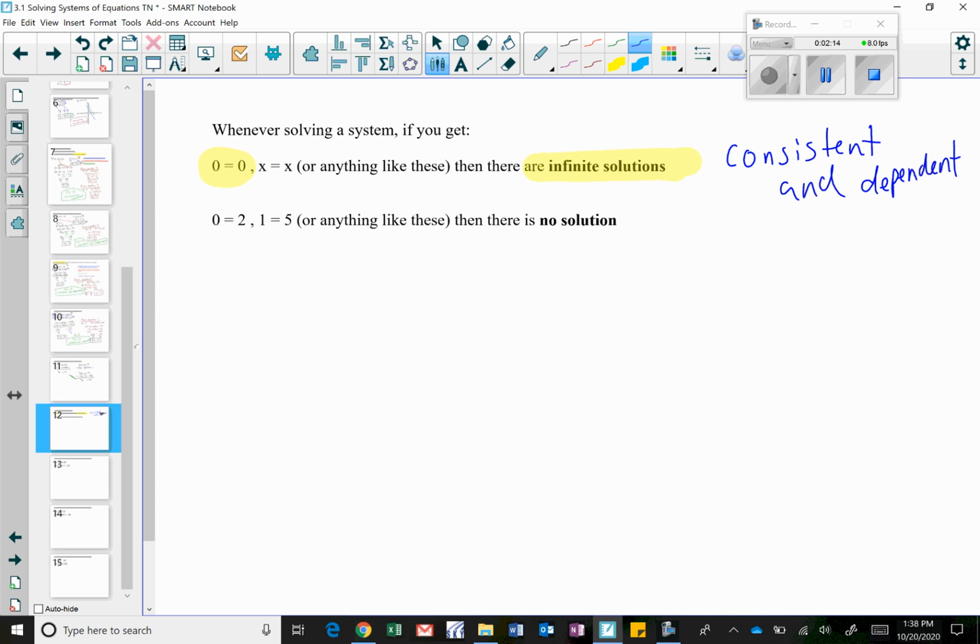If we had a system where we eventually reduce down to something like, let's say, 0 equals 2, or 1 equals 5, or whatever the case is, that means there would be no solution, which means our system would be inconsistent.